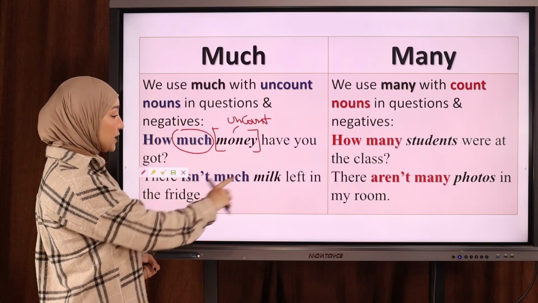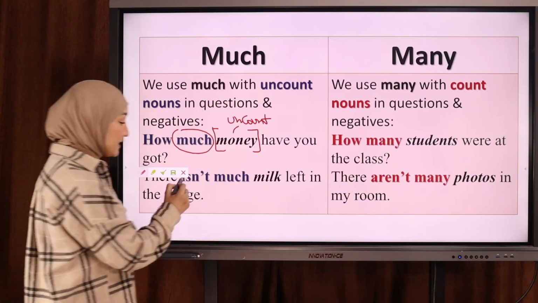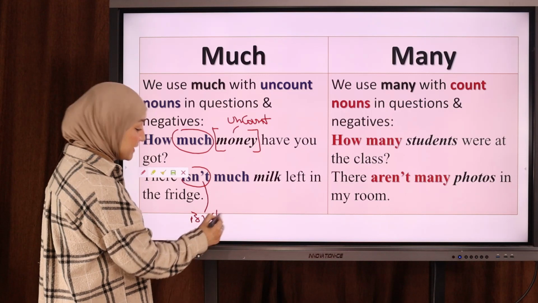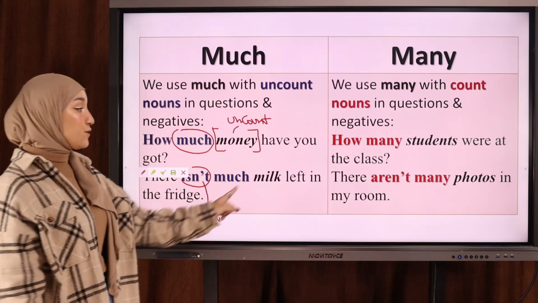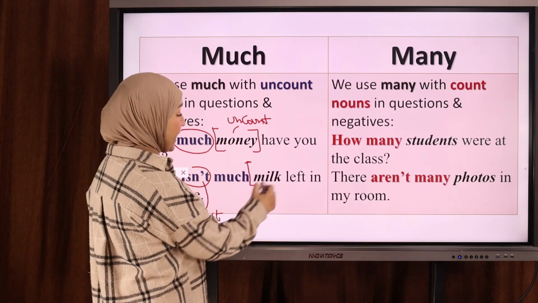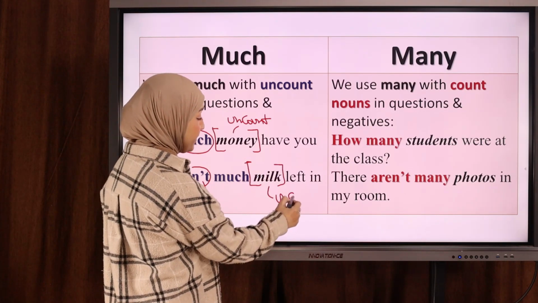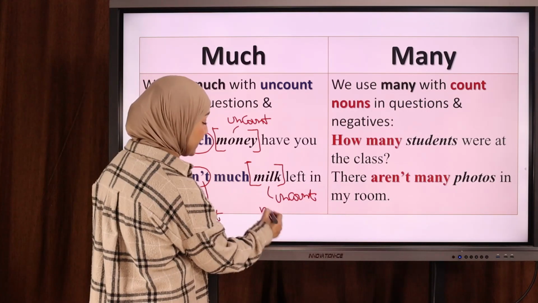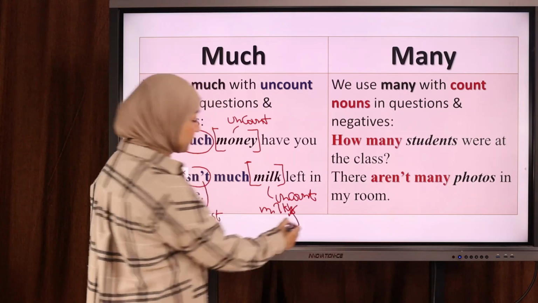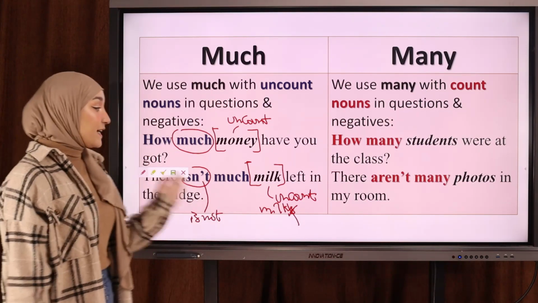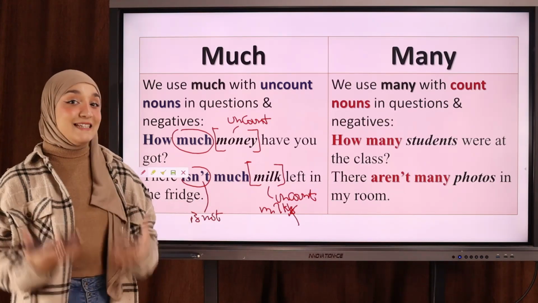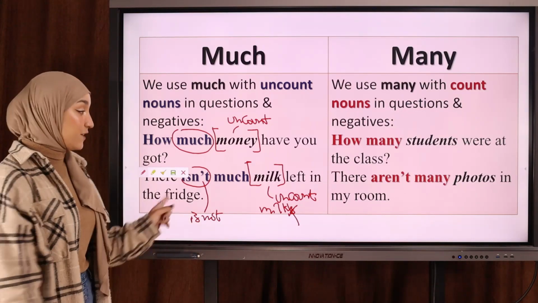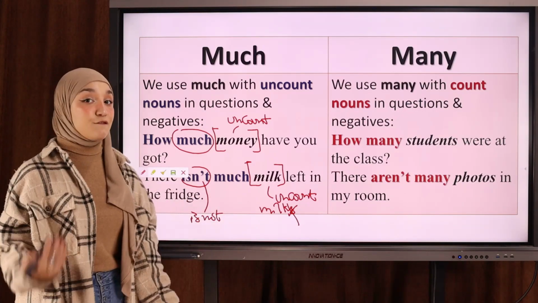There isn't much milk left in the fridge. There isn't, so I have here isn't, which is not. So هنا أستعمل صيغة النفي. Okay, there isn't much milk left in the fridge. I have here milk, so milk الحليب من الأشياء الغير قابلة للعد. Okay, because I cannot say milks. لا يمكنني أن أقول milks. Okay, هذا خطأ. So there isn't much milk left in the fridge. لم يتبقى الكثير من الحليب في الثلاجة.